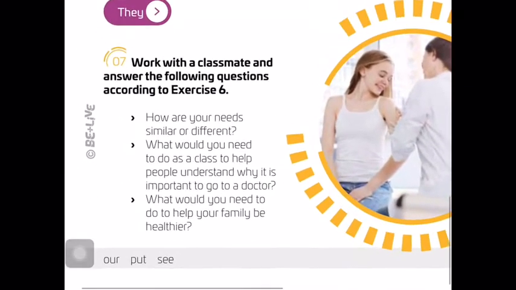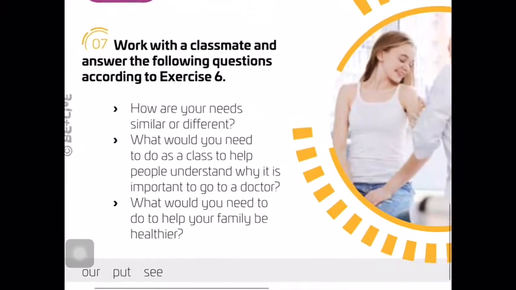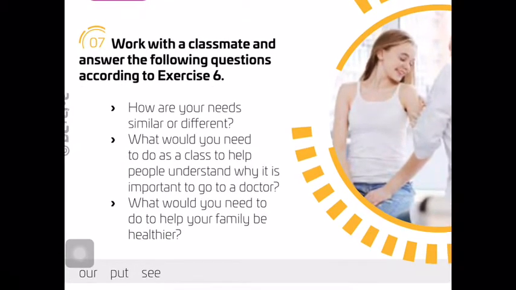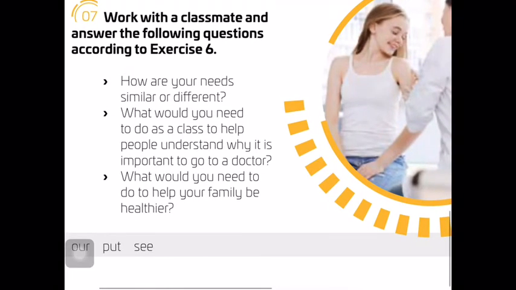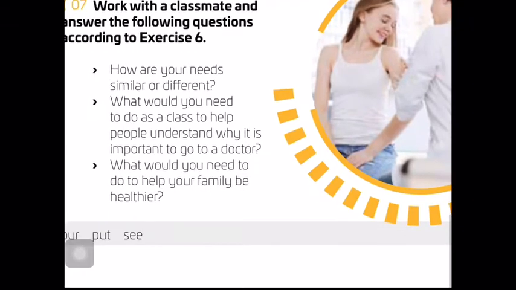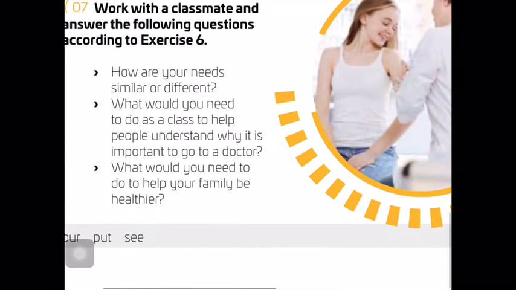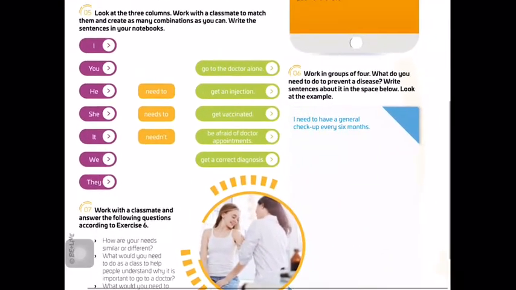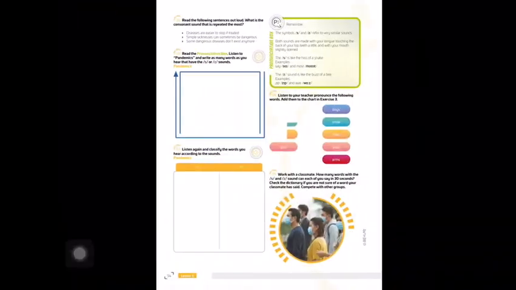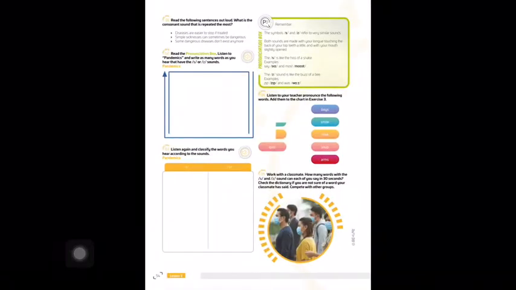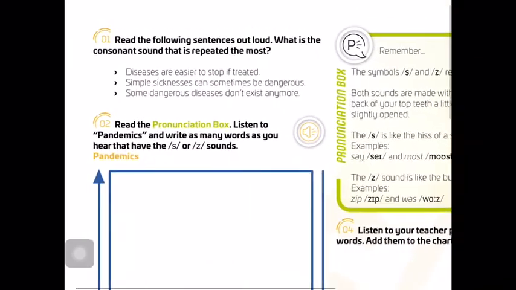Exercise 7. Answer the following questions according to the exercise 6. Okay? How are your needs similar or different? What would you need to do as a class to help people understand? Why is it important to go to a doctor? What would you need to do to help your family be healthier? Okay? You just have to answer those questions. And on the page 54, we have some more exercises.